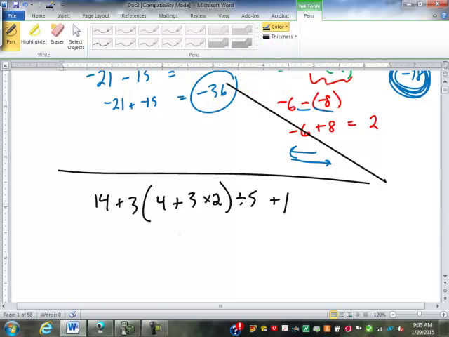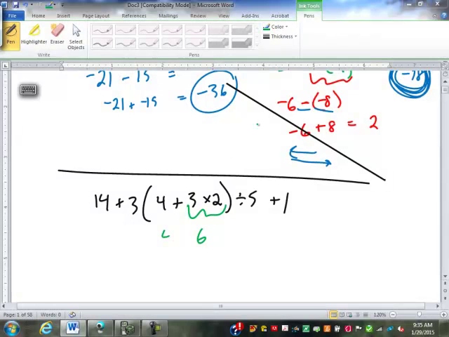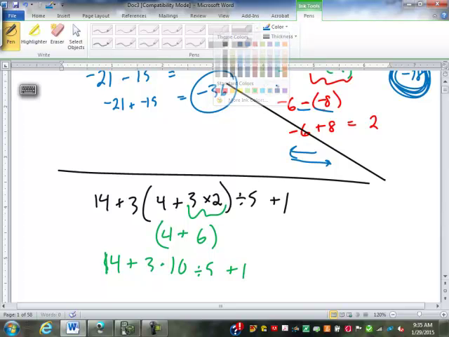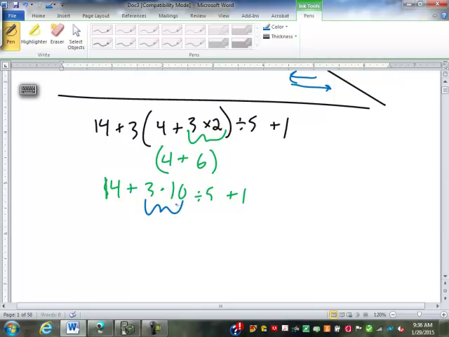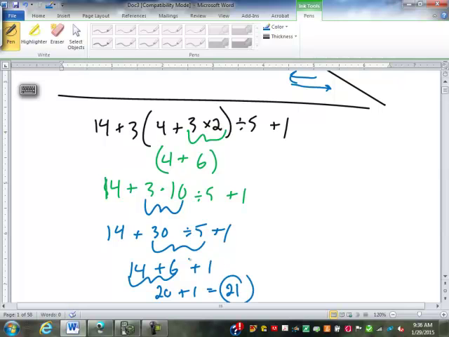So we have to do everything in the parentheses first. In there, we've got the 3 times 2, which is 6. 4 plus 6 is 10, so we can take out the parentheses. So it's 14 plus 3 times 10 divided by 5 plus 1. Now, multiplication and division, left to right. So 3 times 10 is 30. Divided by 5 is 6. So 14 plus 6 is 20 plus 1. It's 21.